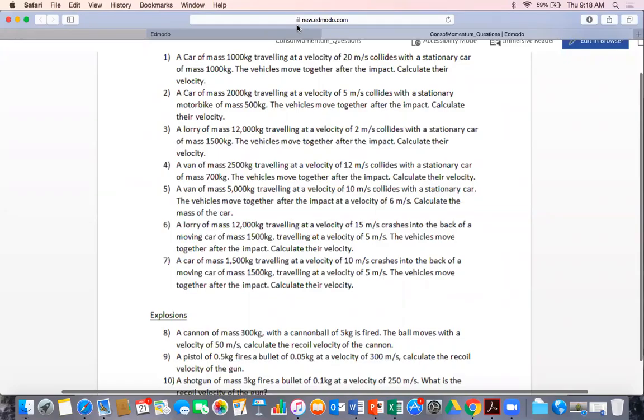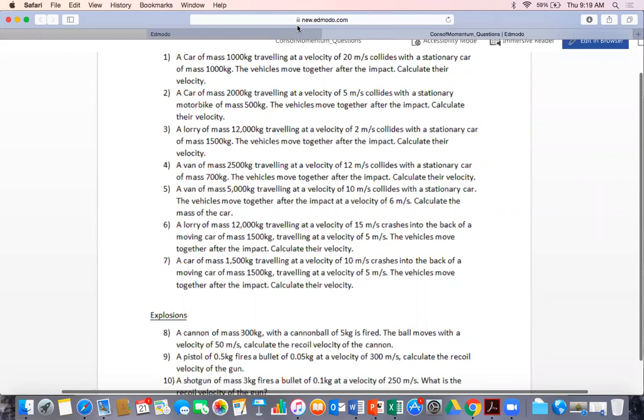Okay, I have a lorry. Mass is 12,000 kg. And then I have it traveling at 15 meters per second. And then I have a stationary car. No, number what? Number 6, right? Number 5, sorry. Okay, I have a van, 5,000 kg. And it's traveling at 10 meters per second, collides with a stationary car. Collide means go and hit.